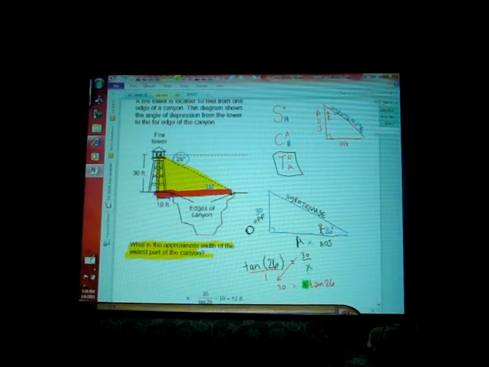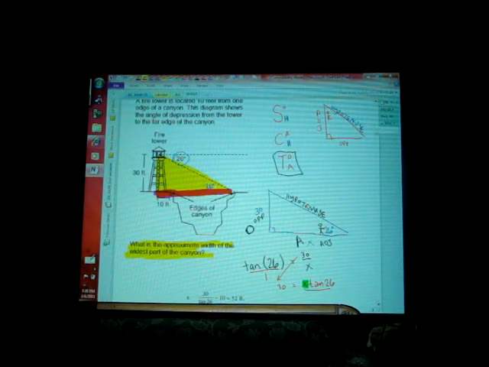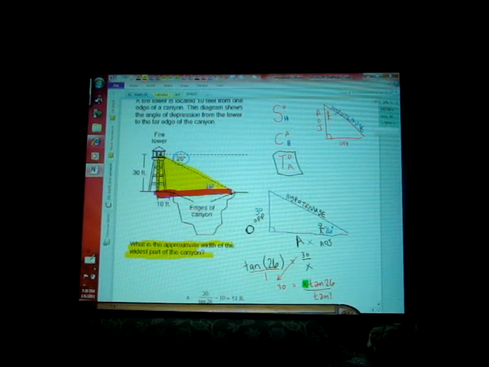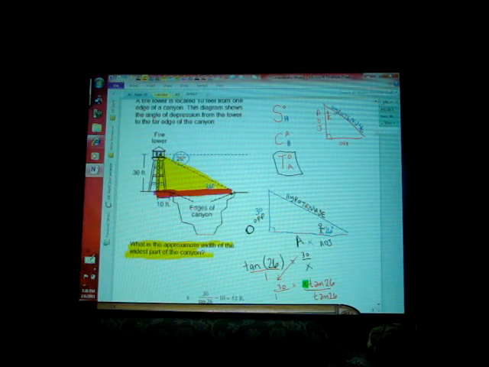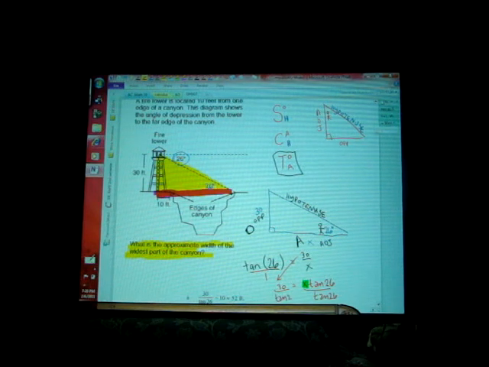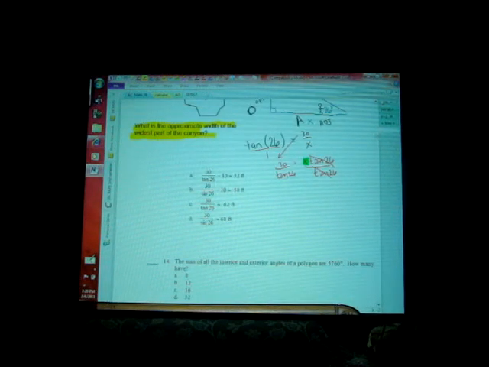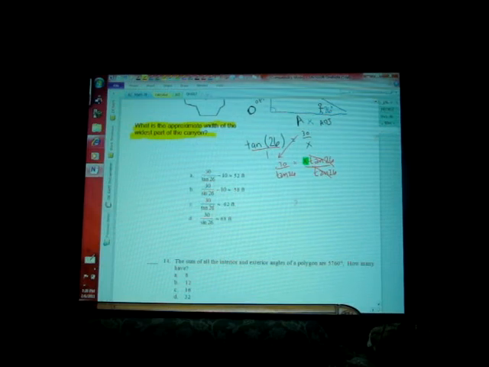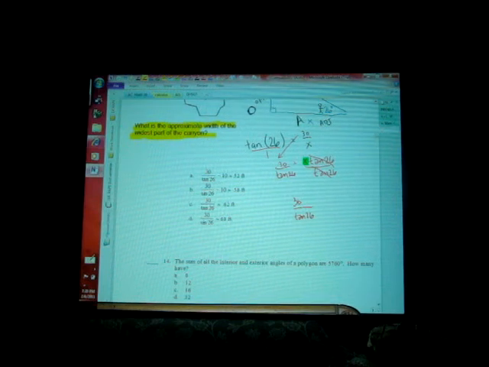X is currently multiplying tangent of 26, so you divide by the tangent of 26. Okay? So, x is equal to 30 divided by the tangent of 26. Now, if you look at this, remember what I said? That 30 over the tangent of 26, let's just go ahead and put that in the calculator just so that it'll give us an approximation.